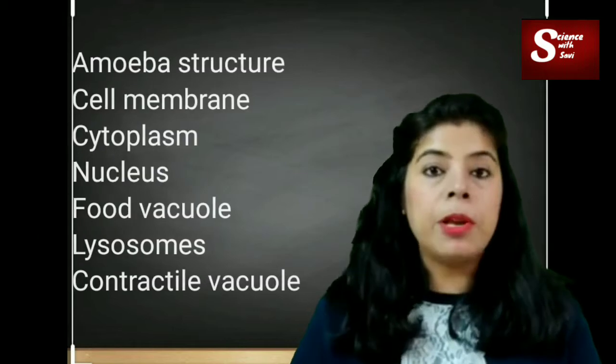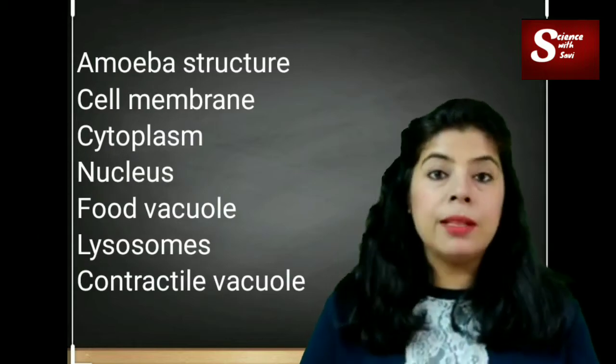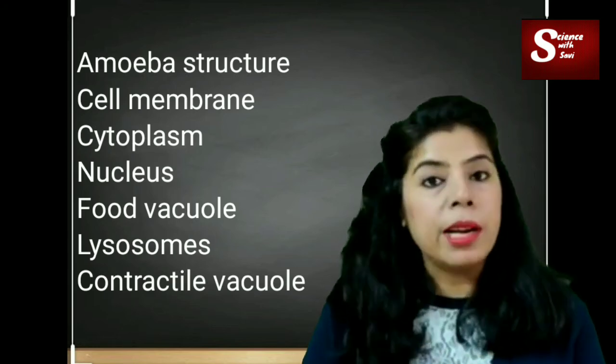So this is all about the structure of the amoeba. I hope this must be clear. It is surrounded by a cell membrane, it has a cytoplasm, a nucleus, there are lysosomes which contain the digestive enzymes, there are food vacuoles, and there are the contractile vacuoles. So now let's come and see how the nutrition goes on in amoeba.